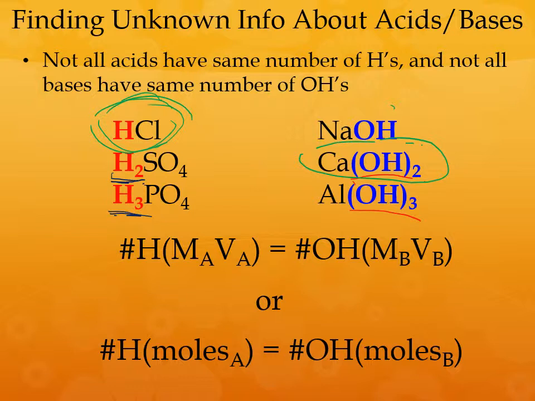So we update our formula like this: the number of H's in our acid, so just does it say 1, does it say 2, does it say 3, times the molarity times the volume of the acid equals the number of OH's in our base. Again, either it's 1, 2, 3, whatever it says, times the molarity times the volume of our base, and that should work out pretty well for us.